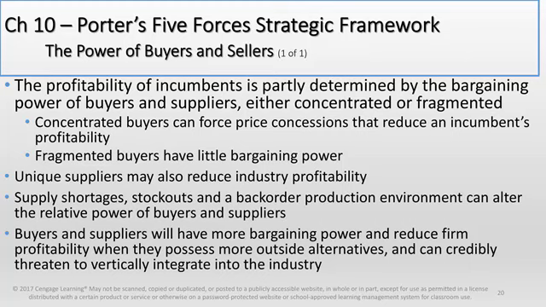Bargaining power of buyers and suppliers. Number 1 is buyer power. Concentrated versus fragmented buyers. Concentrated means more power, for Boeing and Airbus. They can demand lower prices. Fragmented, less power, like restaurants, unless excess capacity exists. Buyer leverage increases when industry has excess capacity or inventory overhangs.